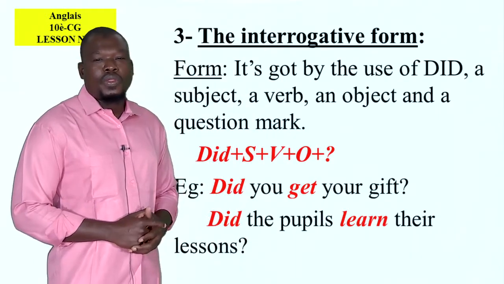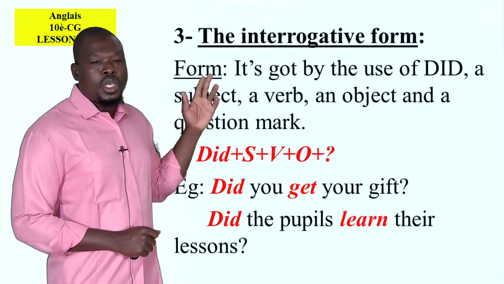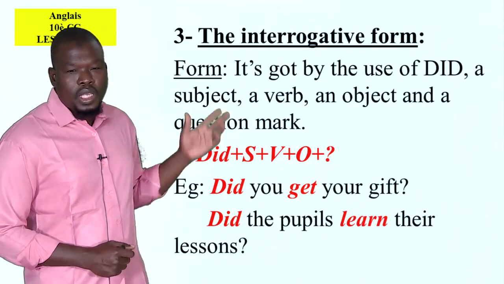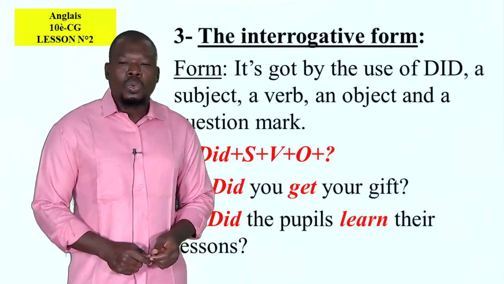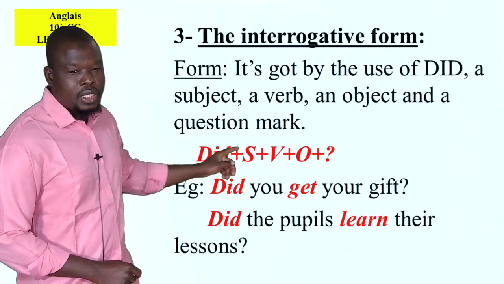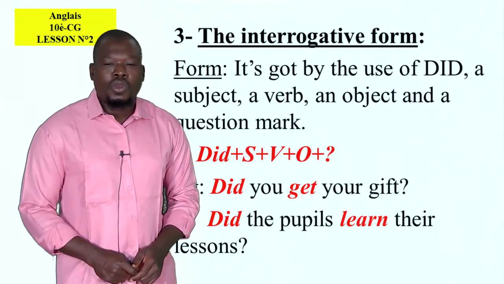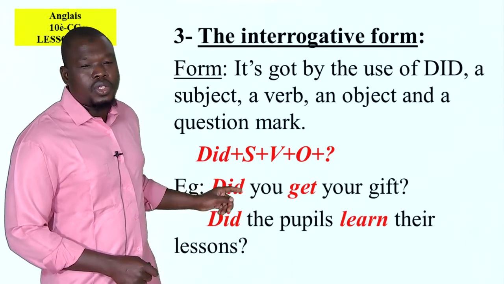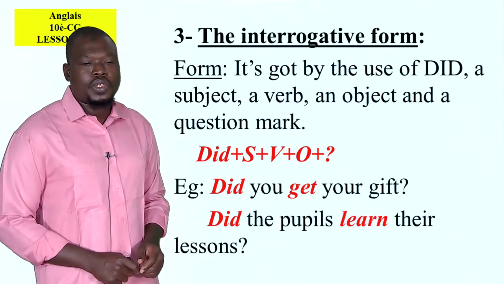The third is the interrogative form. It is obtained by the use of did plus a subject plus a verb and an object, and then to conclude we add a question mark. Here we have the formula: did plus subject plus verb and object, and then question mark. Example: did you get your gifts?